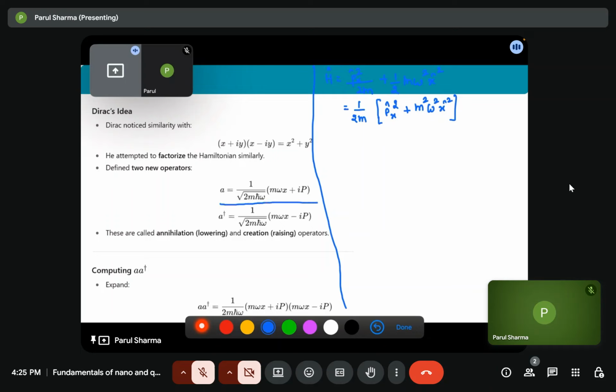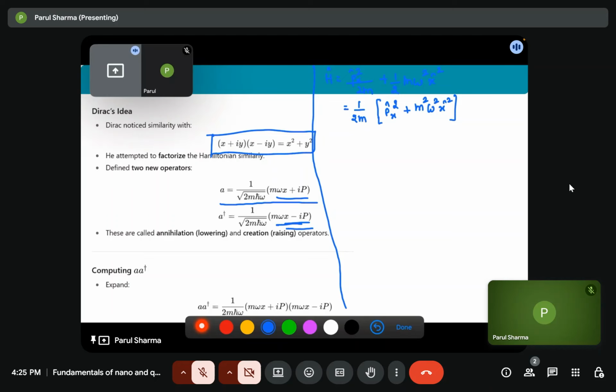So similarly, A dagger equals 1 by root 2 h cross m omega, m omega x minus iota p. And if we take the product of it, that will give us x square plus p square, and then we will get the Hamiltonian.